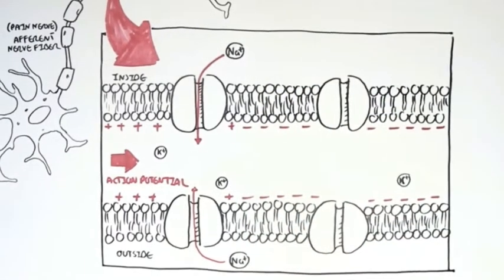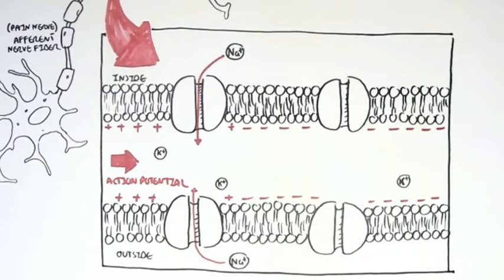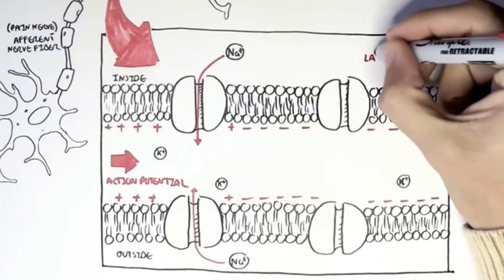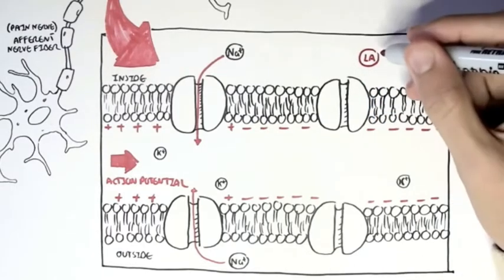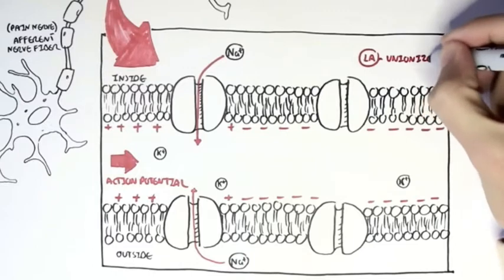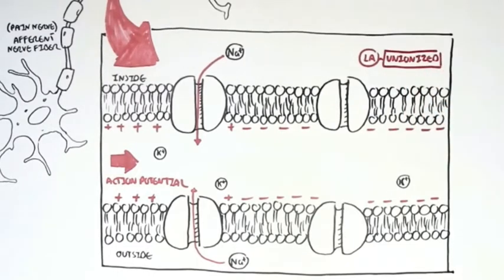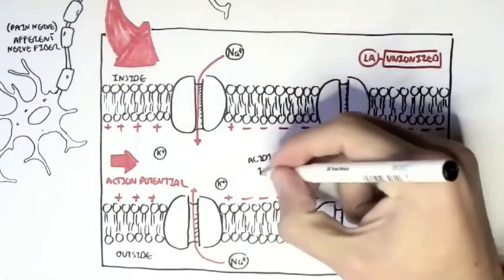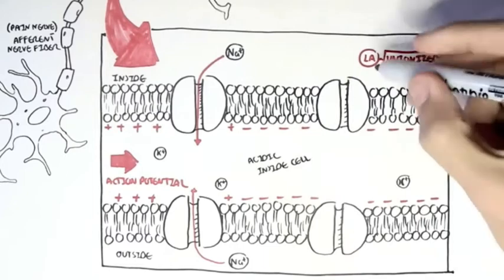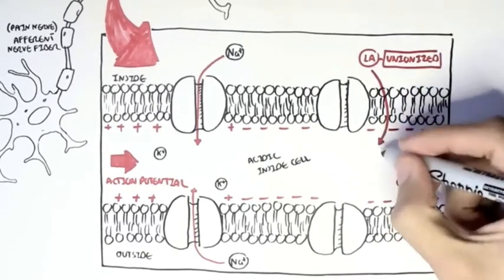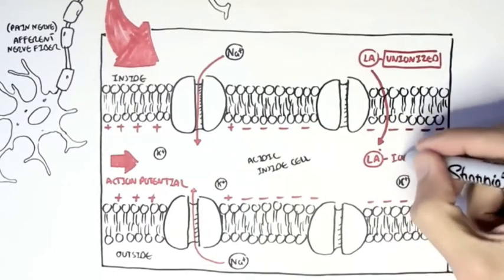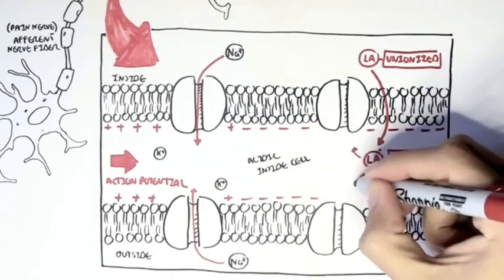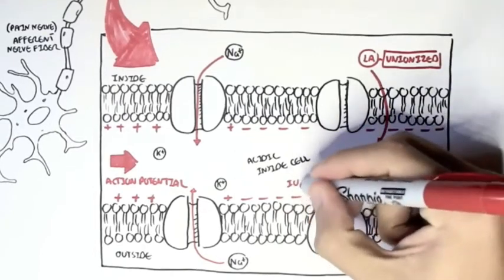What happens when a local anesthetic comes along? A local anesthetic will come along in an unionized form, meaning that it can penetrate the cell membrane. So here, the local anesthetic will penetrate the cell membrane and come inside the neuron. The inside of the neuron is slightly acidic in the physiological pH. And so when this local anesthetic goes inside the neuron, it will become ionized and so will not leave the neuron.